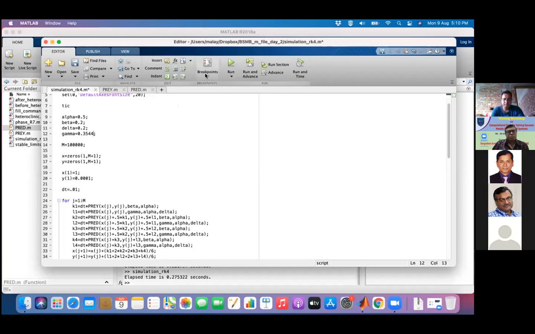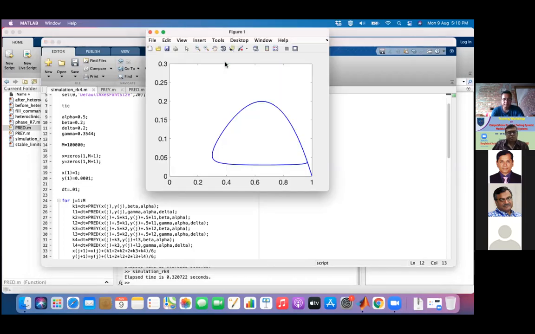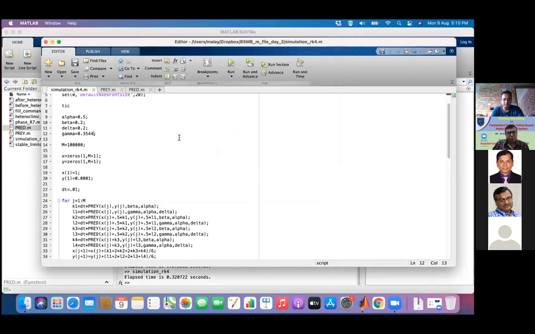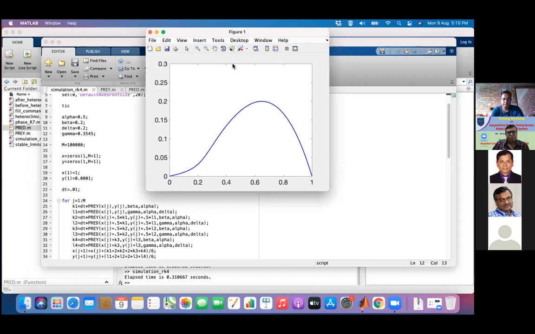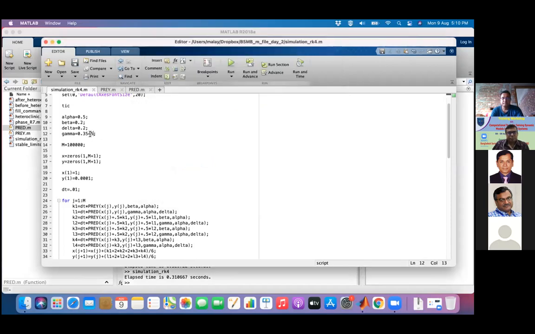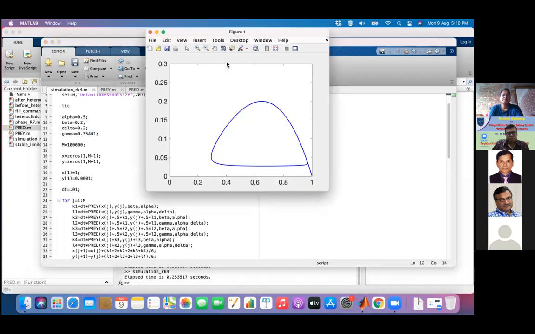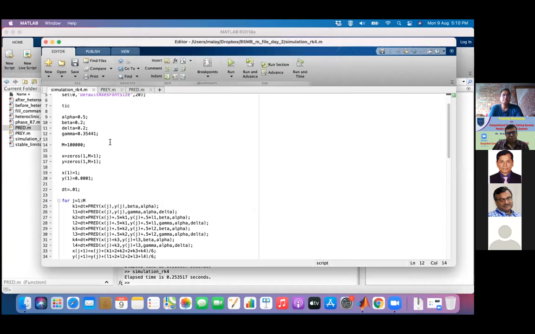Maybe I can change it to 0.3544. It is a large limit cycle. Now I can change it to 0.3545. Again, it went there. So that means it lies between 0.3544 and 0.3545. So in order to do that, again, you can choose 0.35441 and so on. And if you keep on proceeding like this, ultimately you will be able to arrive at a certain threshold at your level of desire.